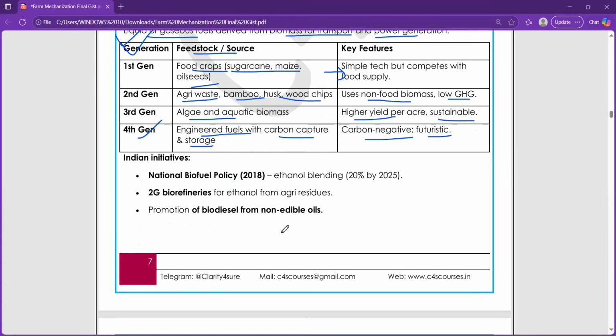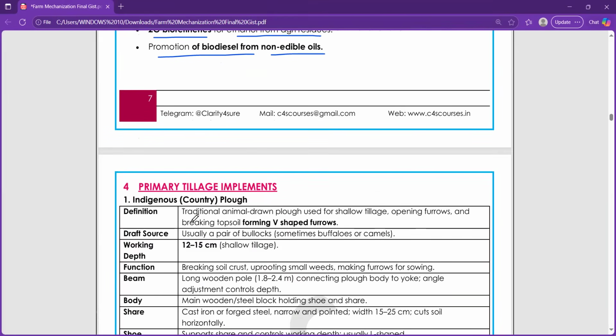Okay, let's see a few Indian initiatives targeting biofuels. First, we have the National Biofuel Policy 2018, under which we targeted blending 20% ethanol in petrol, to be achieved by 2025. Then we have 2G biorefineries for ethanol from agri residues and promotion of biodiesel from non-edible oils. So this was all about biofuels.